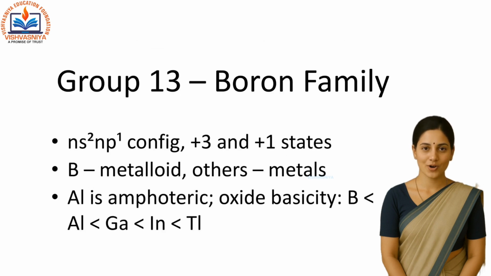Group 13, boron family. Configuration: ns^2 np^1. Boron is a metalloid, others are metals. Oxidation states +3 and +1 due to inert pair effect. Al is amphoteric. Oxide basicity increases: B less than Al, less than Ga, less than In, less than Tl.